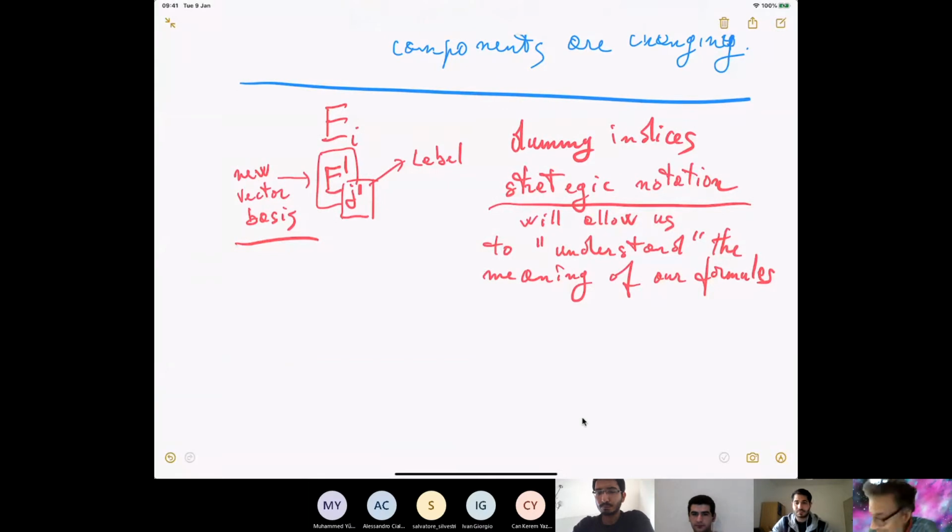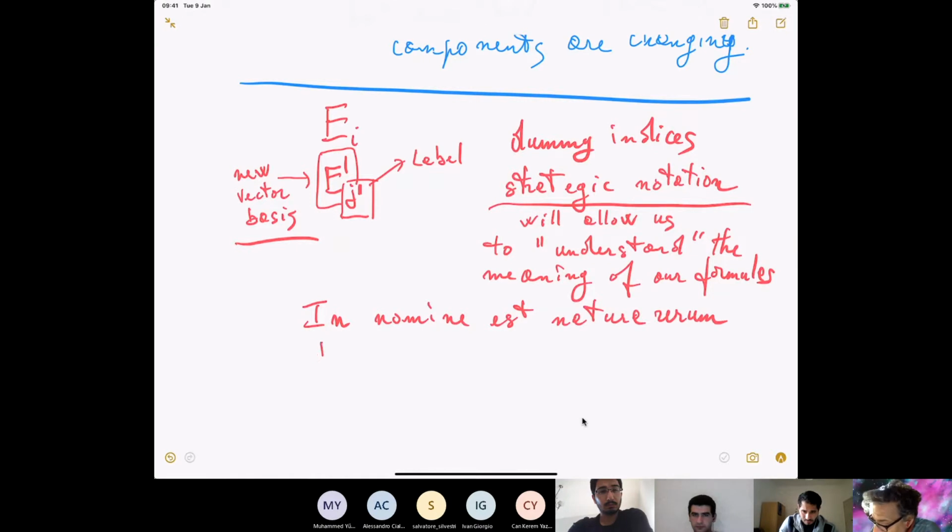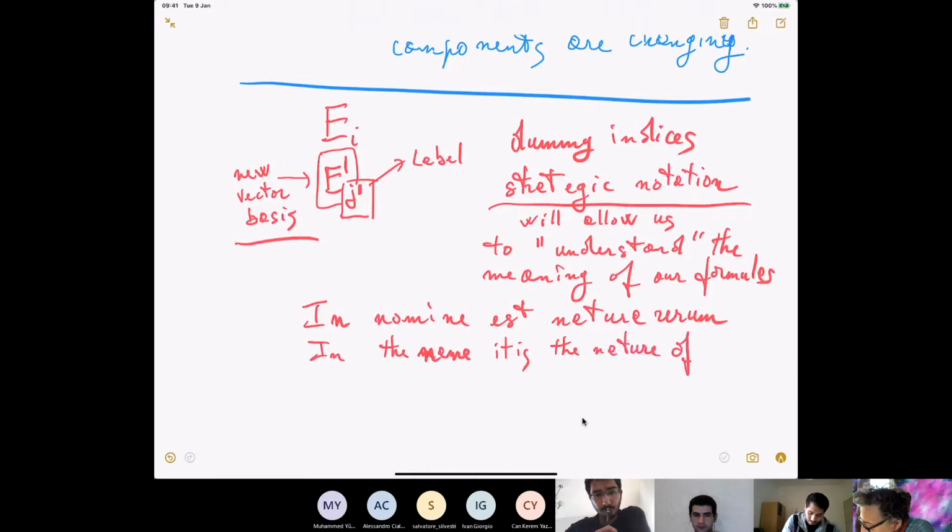I want to tell you that a Greek scientific philosopher, natural philosopher, said something which was translated in Latin, in nomine est natura rerum. In the name it is the nature of things.